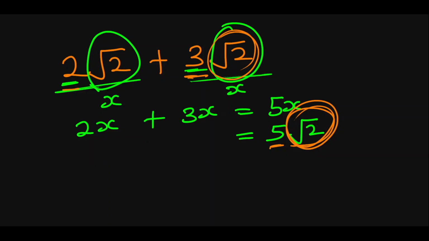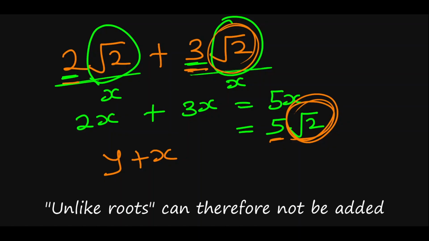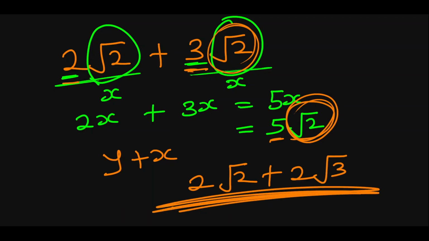Now, let me quickly add here again that just like you cannot add y and x, you cannot add unlike roots. So if this was 2 root 2 plus say 2 root 3, you can't add it anymore. This is how it will end, because the two roots are unlike, so you cannot add them. So you see what I mean by it is not a real interaction. You can only add roots that are like.